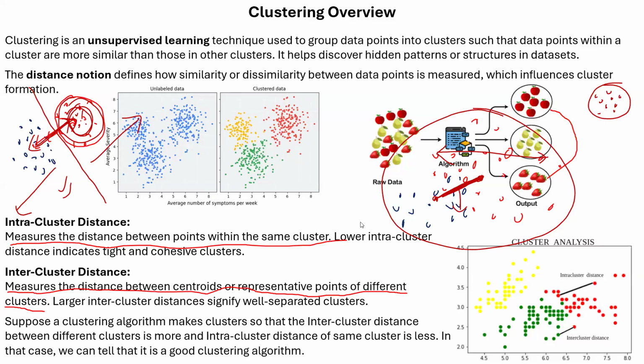So that's what it all comes down to. We have to decrease the intra-cluster distance and increase the inter-cluster distance to make perfect clusters. To separate the points perfectly, we need to do that. So that is what inter-cluster distance and intra-cluster distance is all about.